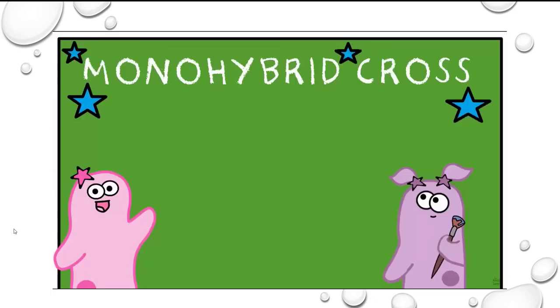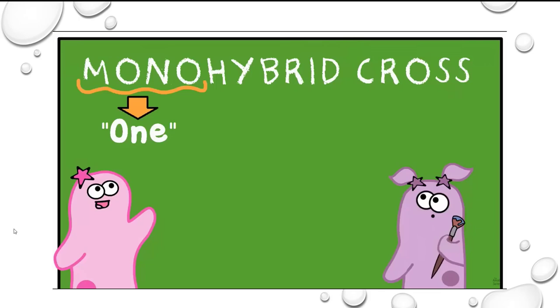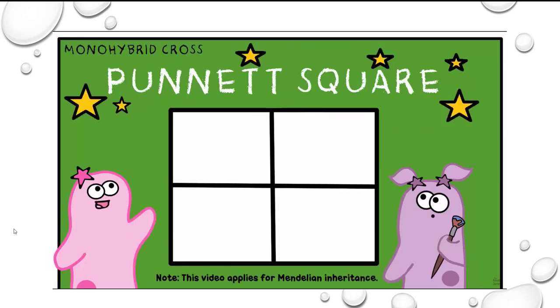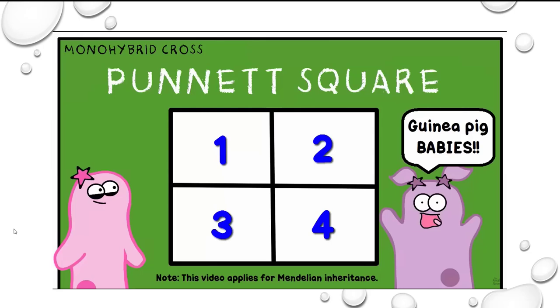So let's try a monohybrid cross. The root mono means one because it focuses on one trait, in this case, hair. And that means a Punnett square would need to be created like this, with 4 squares. In our cross, we are going to cross 2 heterozygous guinea pigs. So let's look at this in steps.